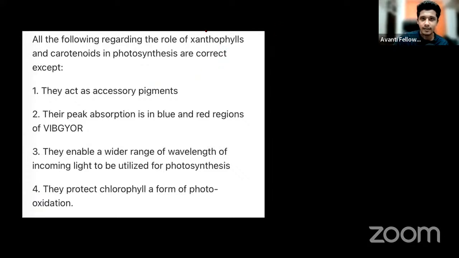Yes, we have an answer. Answer is 3. They enable a wider range of wavelength of incoming light to utilize for photosynthesis. So that is one of the answers we got. I'll give you another 10 seconds. So let us see if you have any answers.